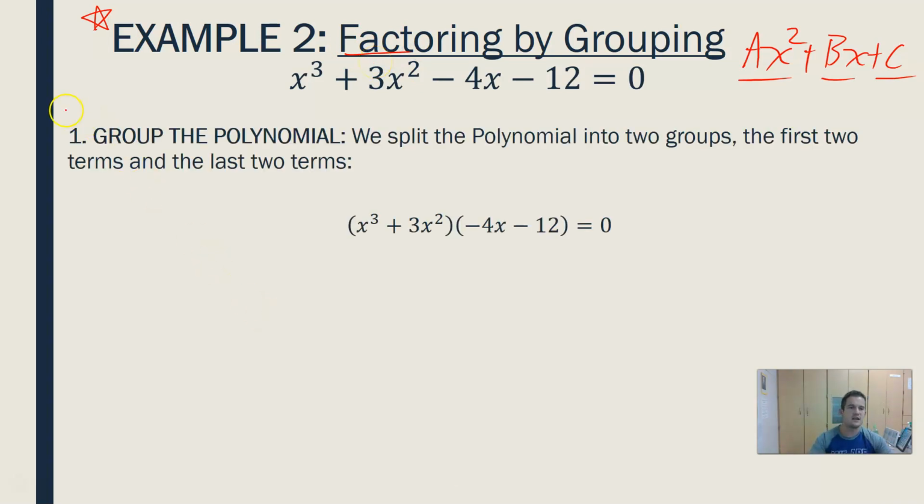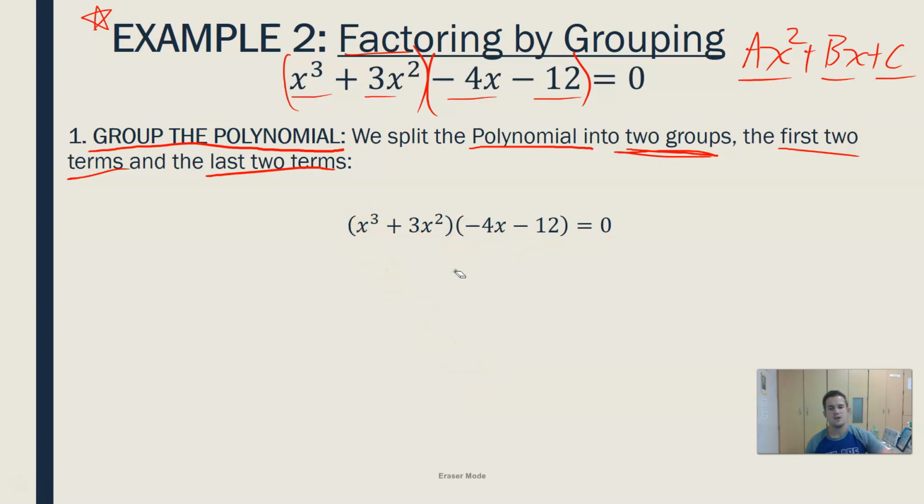So first thing when I have 4 terms is I'm going to group this polynomial, which means I'm going to split the polynomial into 2 groups. The first 2 terms and the last 2 terms. So notice here there's 1, 2, 3, 4 terms. If I group the first 2 terms and put a set of parentheses around them, and group the second 2 terms and put a set of parentheses around them, I get this expression right here. So I'm going to just divide these into 2 separate groups. So that's the first step. That's why it's called factoring by grouping.